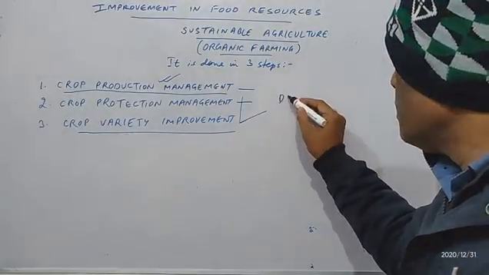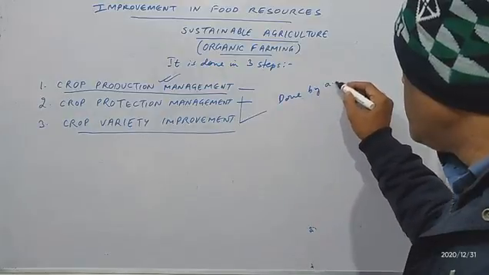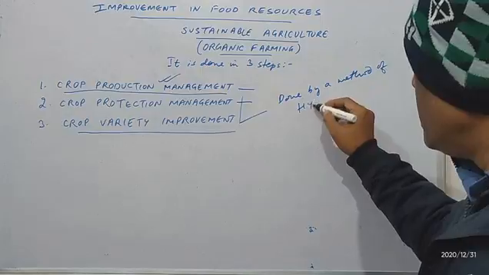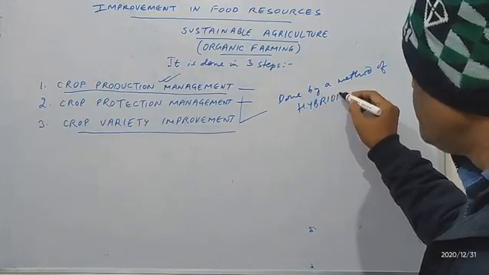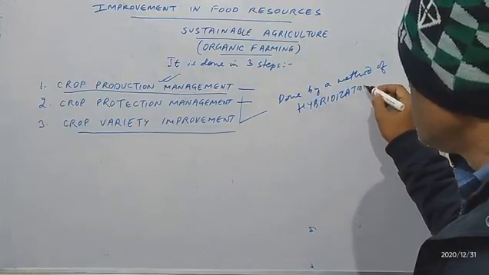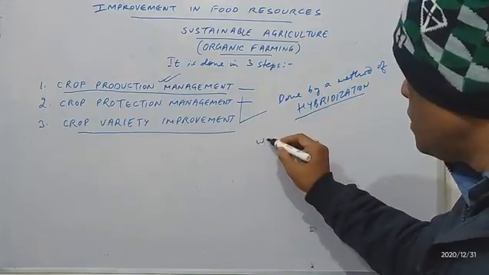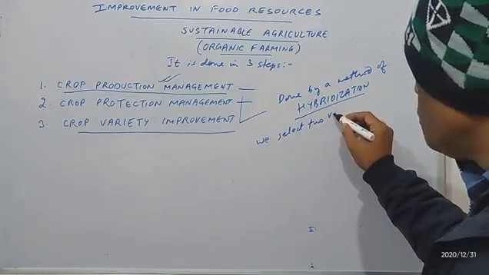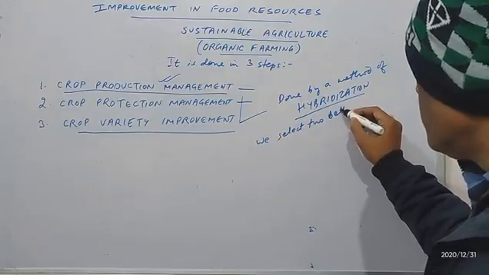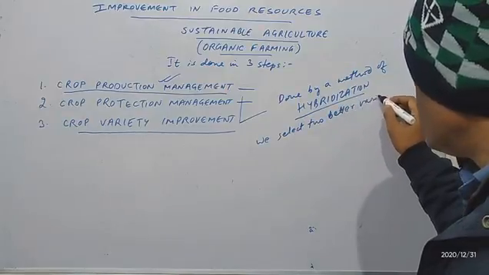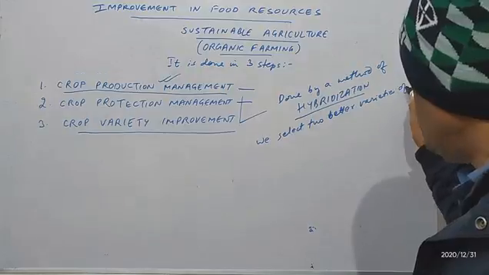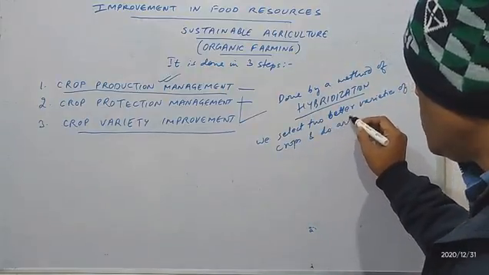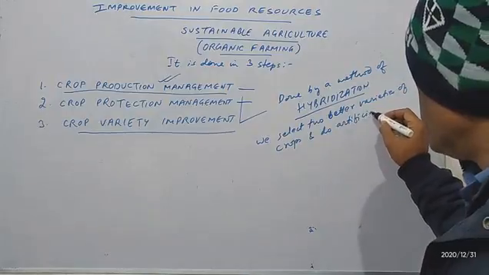It is done by a method of hybridization. In this, we select two better varieties of crops and do artificial pollination.